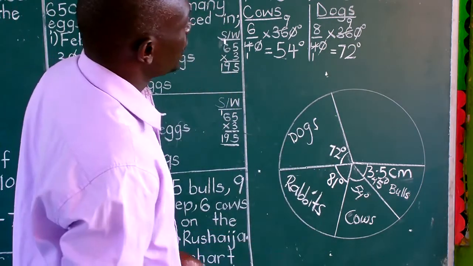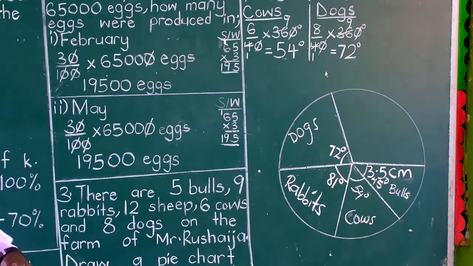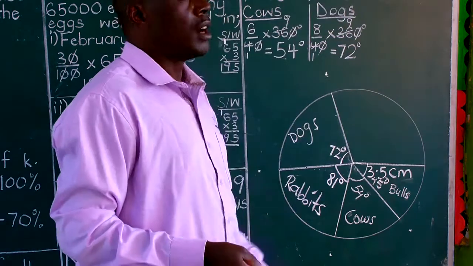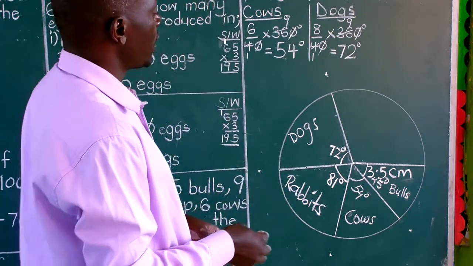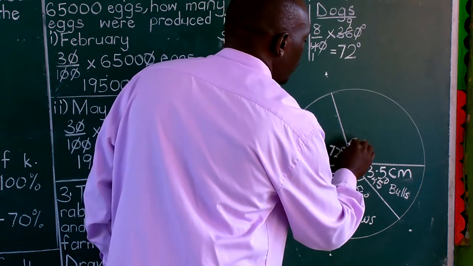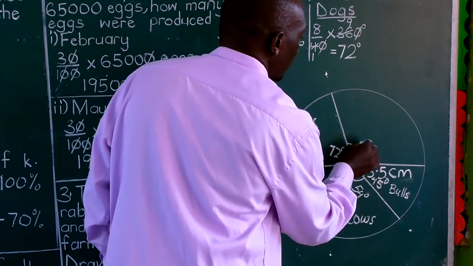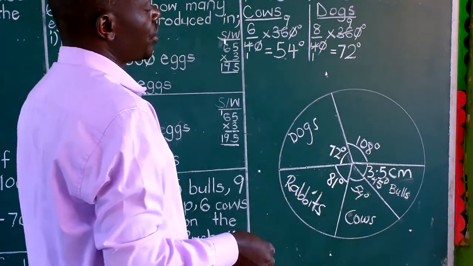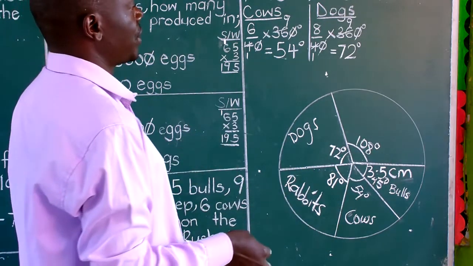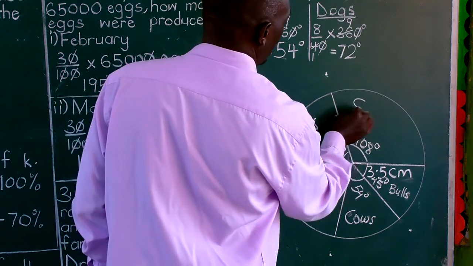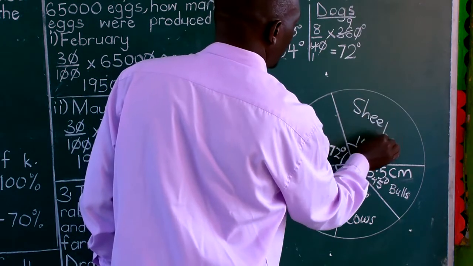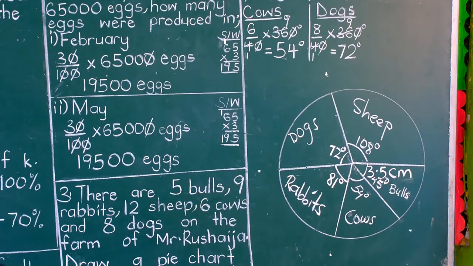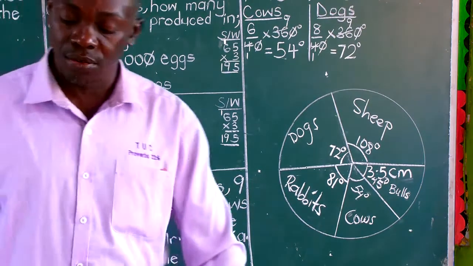After the dogs, if you have measured accurately, I assure you that the remaining angle will be for the sheep, which is 108 degrees. So this is actually 108 degrees. The last one, you don't need to measure if the rest are all accurately measured. And now you write sheep, and that is the pie chart, also known as a circle graph.